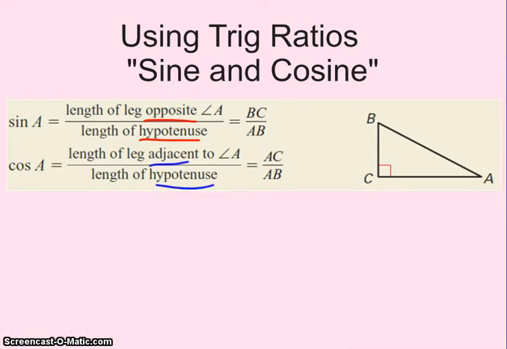So if we were looking at angle A, okay, that's our theta. The side that's across from 90 is the hypotenuse. The side that touches angle A is my adjacent, and the side directly across from that is opposite. Okay?